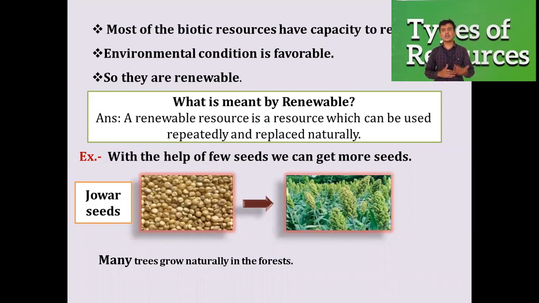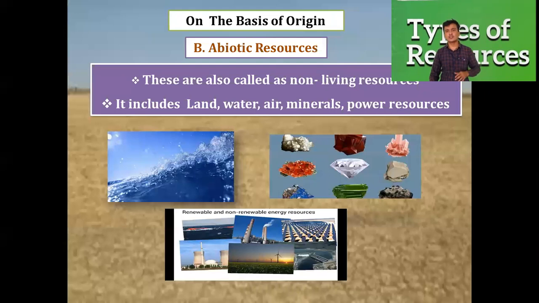Okay, these are the biotic resources. These resources have the capacity to reproduce because environmental conditions are favorable. So these are renewable. What is meant by renewable? A renewable resource is a resource which can be used repeatedly and replaced naturally. I would like to give one example: with the help of a few seeds of a jar, we can get a number of seeds. So this is a biotic resource. It is replaced naturally and can be used repeatedly. In the same way, in a forest also many trees grow naturally. So biotic resources are also known as renewable resources.